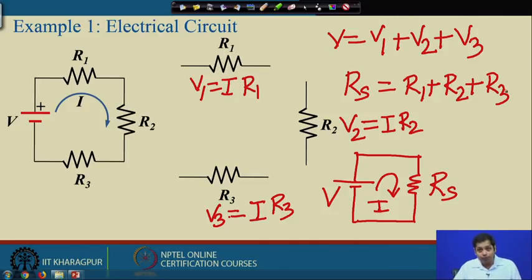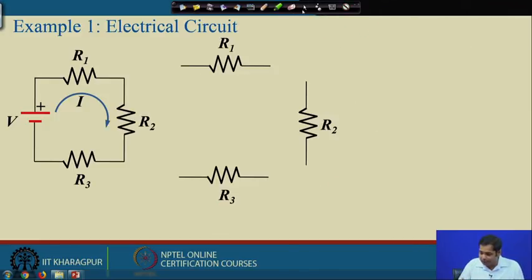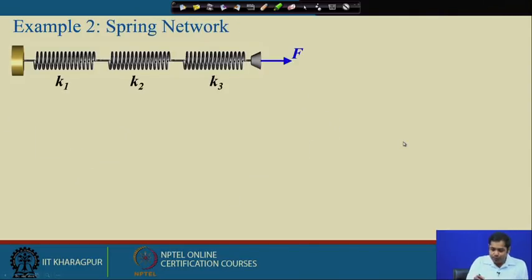Now, before we come to that point, let us see one more example. Again, you have seen this in your first year mechanics, I believe. That is a spring network. We have three springs, K1, K2, K3, connected in series, and there is a force F being applied at the end. Now, K1, K2, K3 are the spring stiffnesses of the respective springs. Okay.